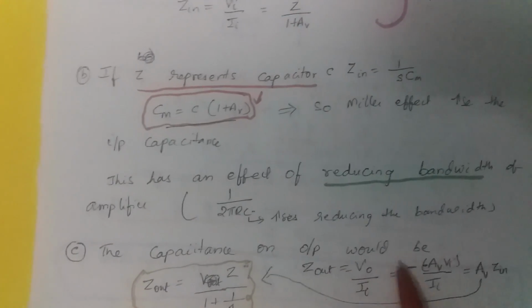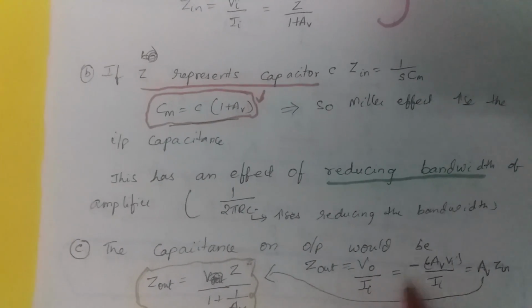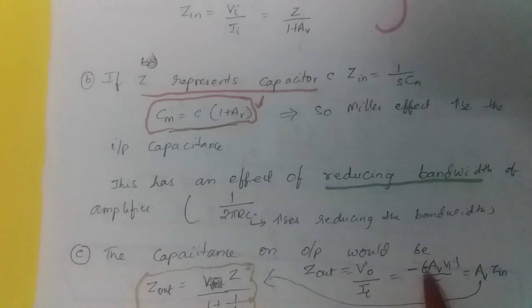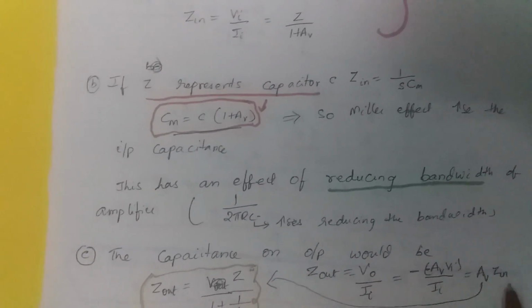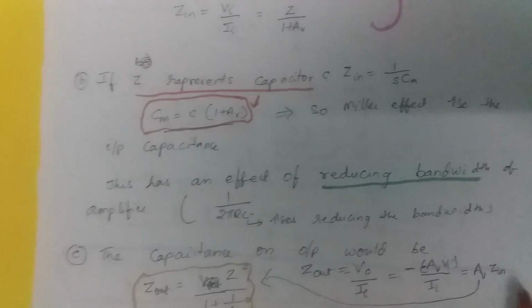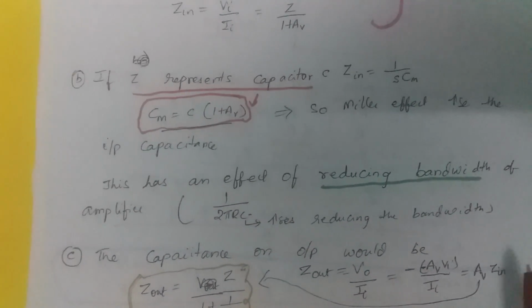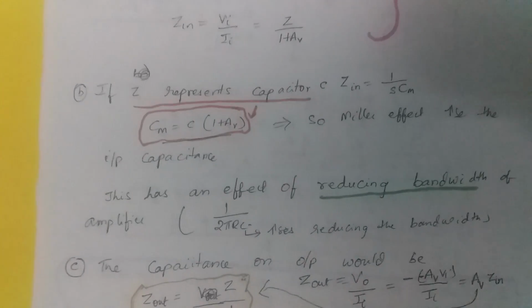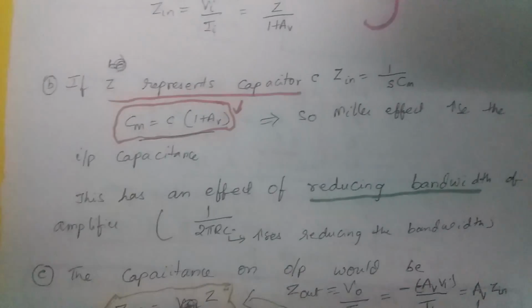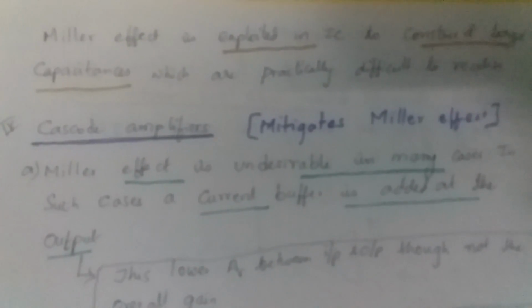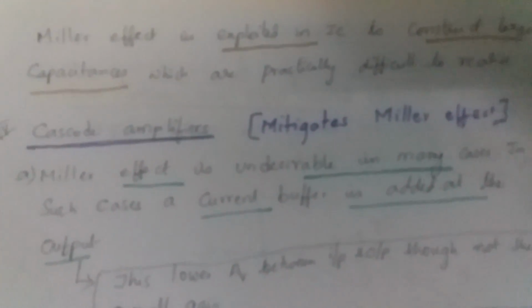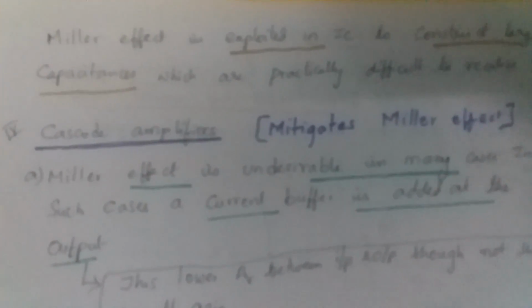Output impedance would be Zout is equal to Z by (1 plus 1 by AV). How? Zout is equal to V0 by II, right? So, what is V0? Minus of minus AV into Vi by II, which is AV into Zin. What is Zin? Z by (1 plus AV). So, if you rearrange the terms, you have Zout is equal to Z by (1 plus 1 by AV). So, Miller effect is exploited in ICs to construct large capacitances, which are particularly difficult to achieve.